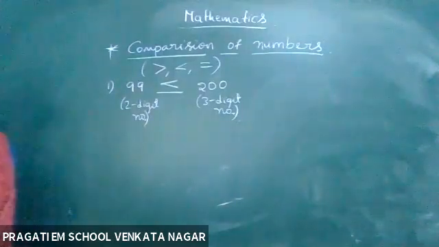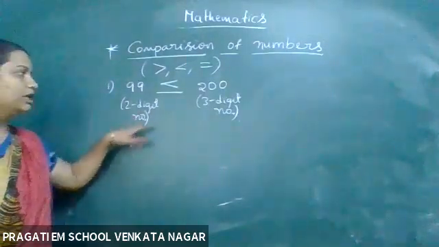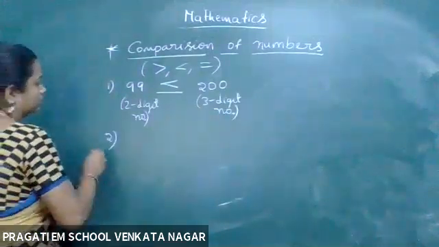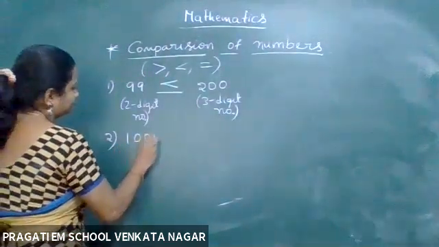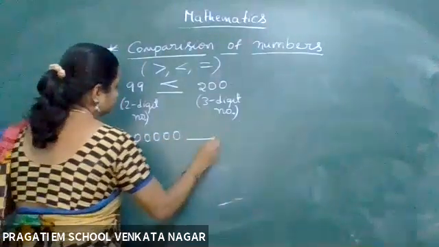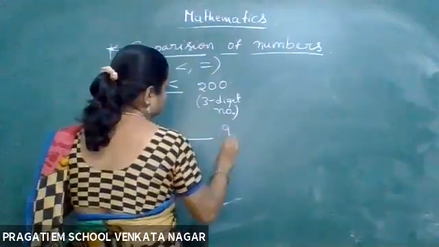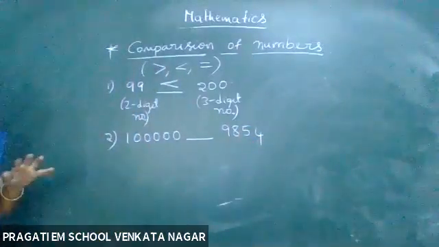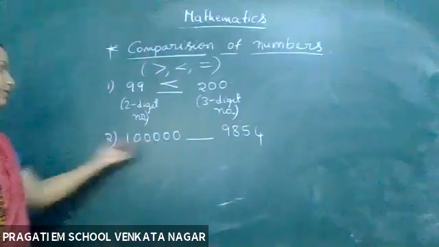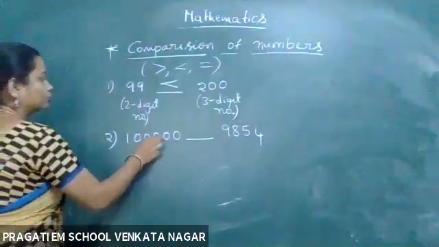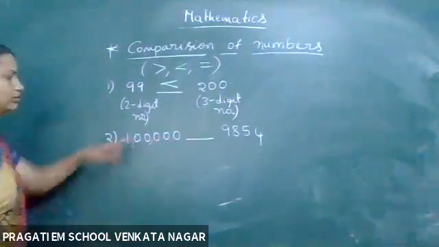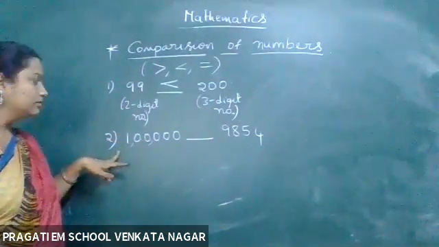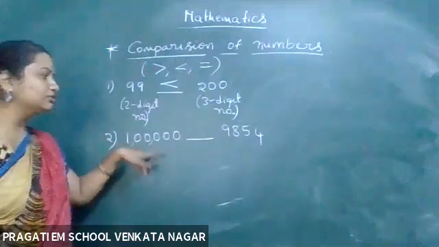99 is less than 200 because it is a 2-digit number and 200 is a 3-digit number. For example, how many digits are there in this particular number? We have 1, 2, 3, 4, 5, 6. So it is nothing but a number which is called 1 lakh, in which we have 5 zeros.